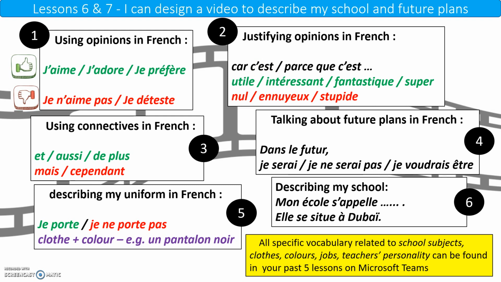So if you want to justify a negative opinion, you could use the words nul, ennuyeux, or stupide. So nul is rubbish, ennuyeux, boring, stupide, stupid. Okay, so you could say, je déteste le français parce que c'est stupide. You could say that, okay, we won't be offended. This is your opinion and we'll respect it. Okay, so using opinions, justifying opinions, that's for different topics, as I mentioned.